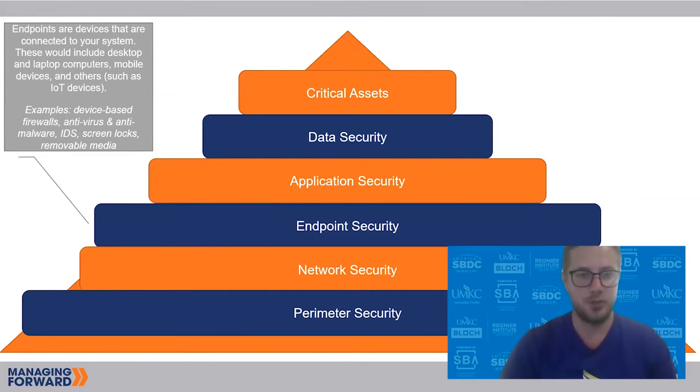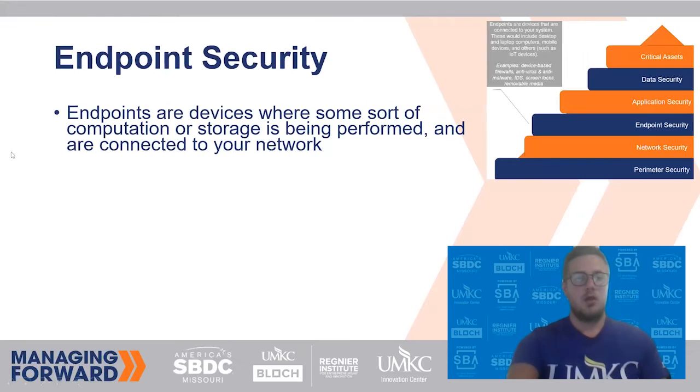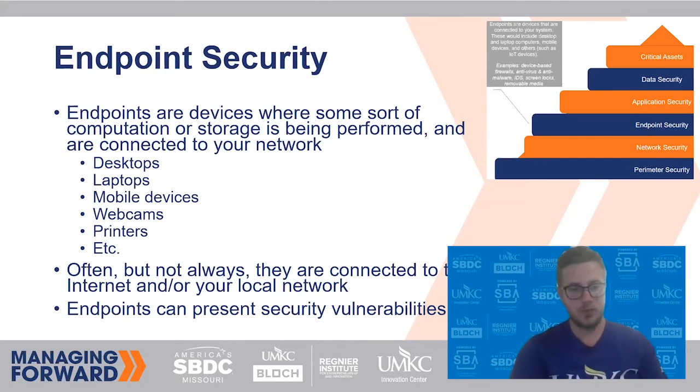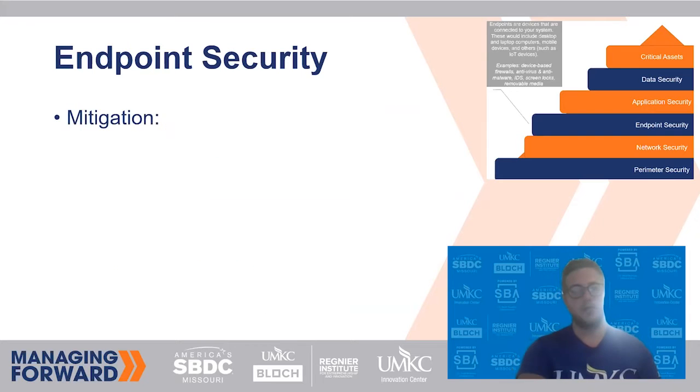One more layer down the pyramid is endpoint security. So endpoints are devices that are connected to your system. That could be a desktop, it could be a laptop, it could be a mobile device, it could be other things. For example, if you have IoT devices like a security camera that's connected to the internet that's monitoring the front door at your business, that's another example as well. So often, but not always, these are connected to the internet, so the outside world and or your local network. Endpoints can and do present security vulnerabilities.